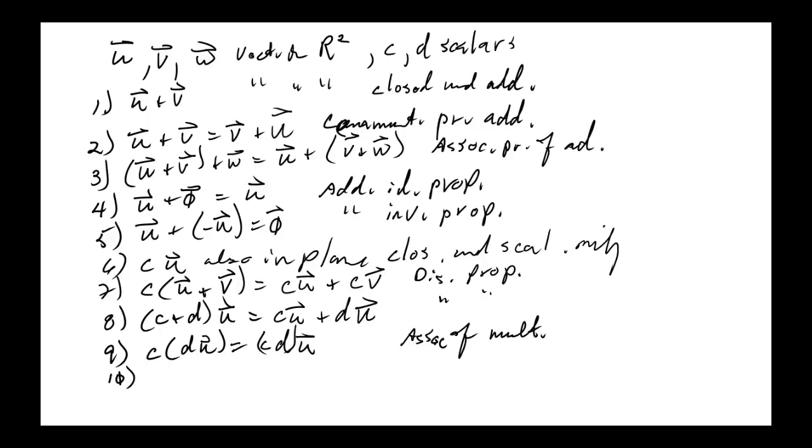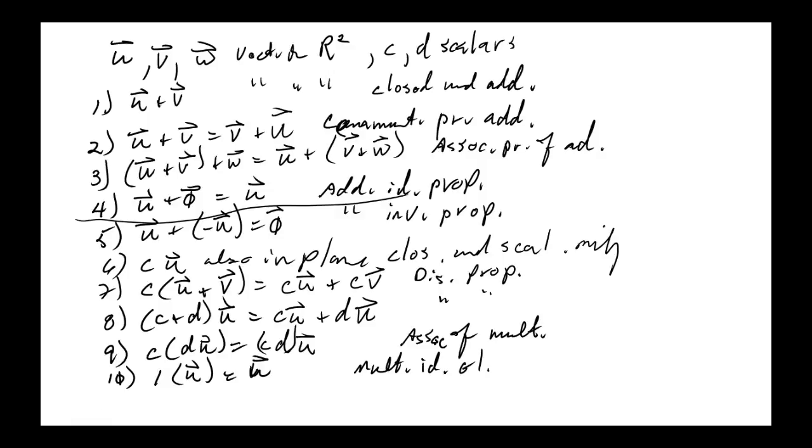Now, the last one, pretty simple. 1 times the vector U is the vector U. And that's the multiplicative identity element. Just like this one is the additive identity property, this is the multiplicative identity property.